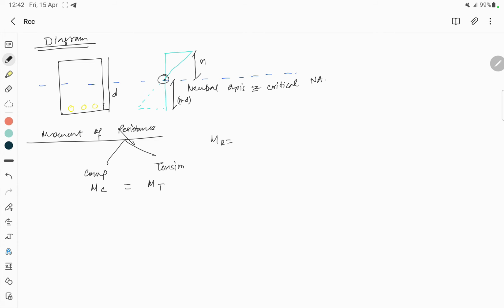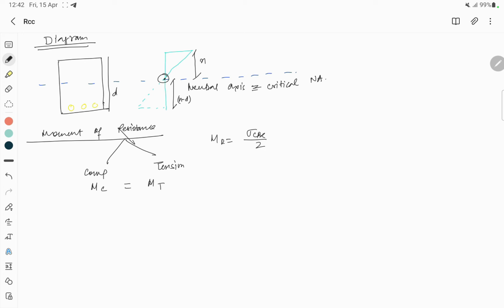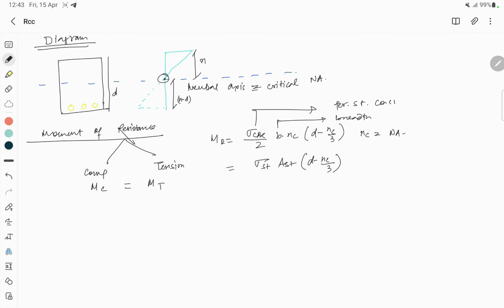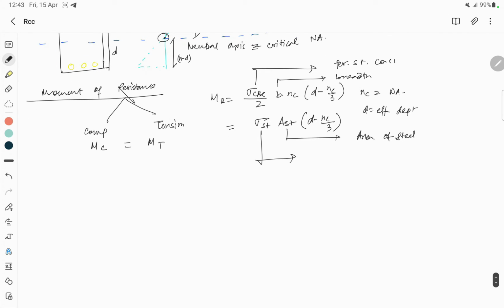So the moment of resistance M equals sigma cbc by 2 times b times nc times (d minus nc by 3), or you can say sigma st times Ast times (d minus nc by 3), where sigma cbc is the permissible stress of concrete, b is the breadth of the beam, nc is the neutral axis, d is the effective depth, Ast is the area of steel, sigma st equal to your permissible stress of steel. Okay, fine.